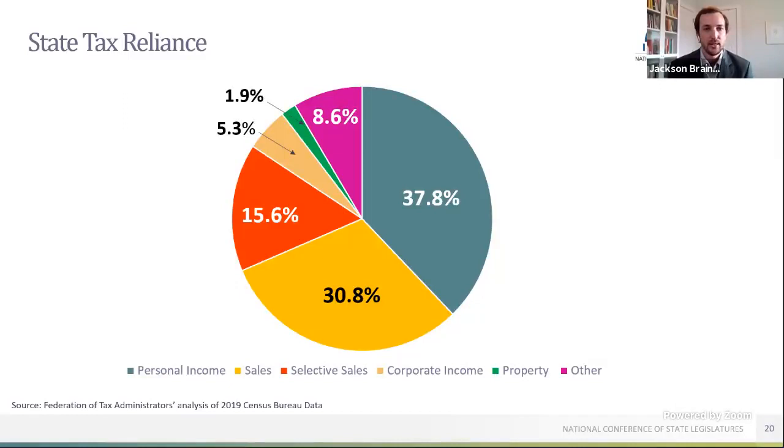And then not pictured in this pie graphic are charges and fees or federal transfers to states, which are probably the most important supporter of state fiscal health, as they account for about a third of total state revenue.